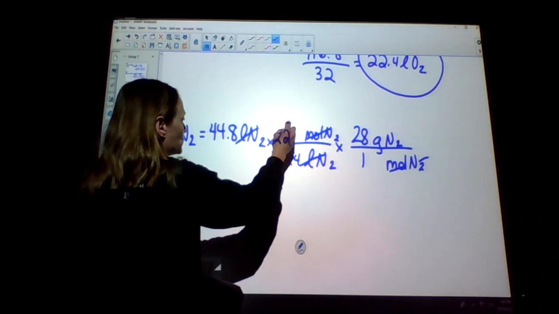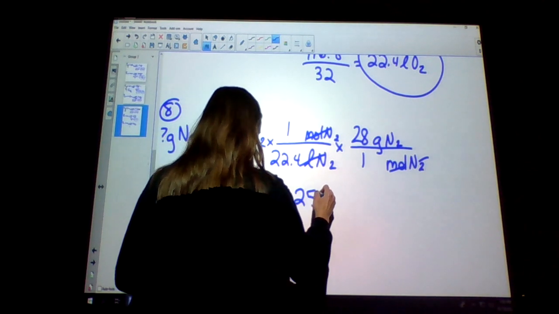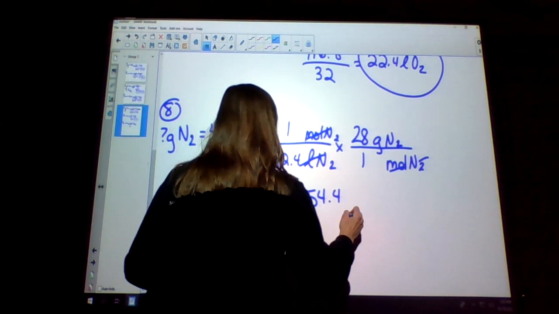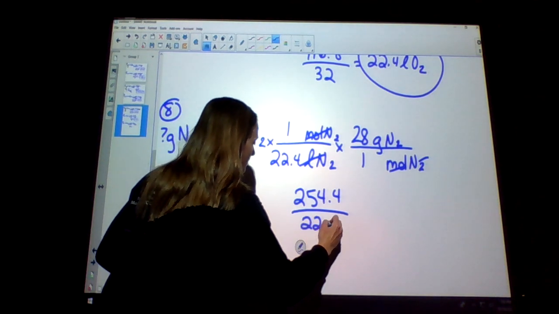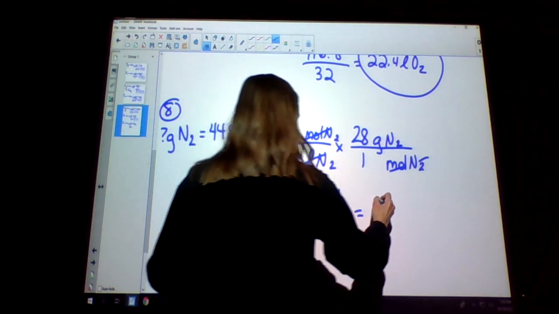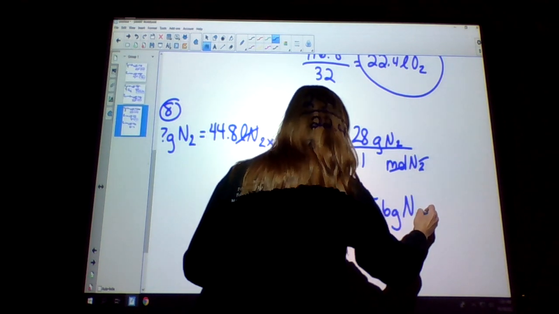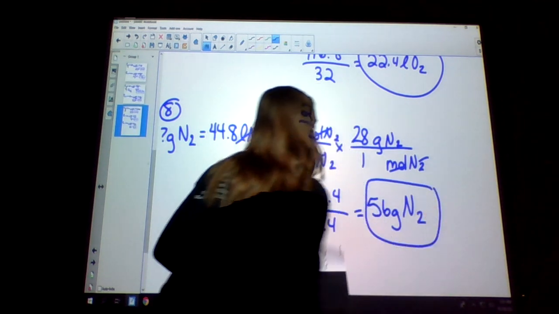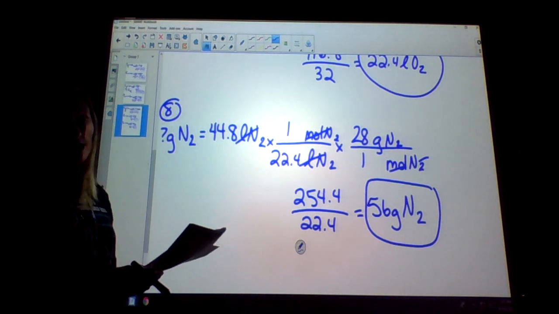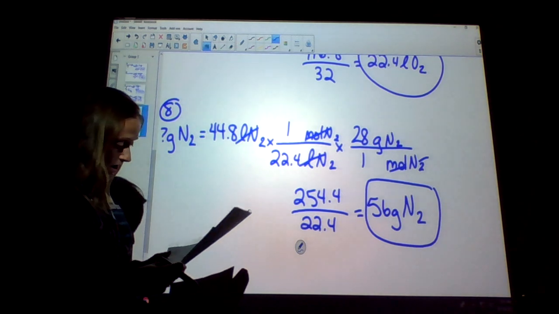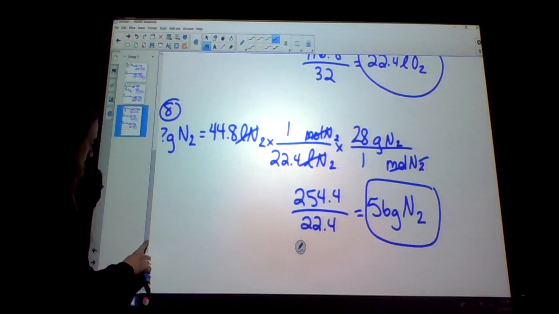And we're going to take 44.8 times 1 times 28. Write that down. And we'll take 22.4 times 1, which is itself. And we're going to end up with 56 grams of diatomic nitrogen. So number 8 is going to be a model for 9 and 10. So let's take a look at number 11.